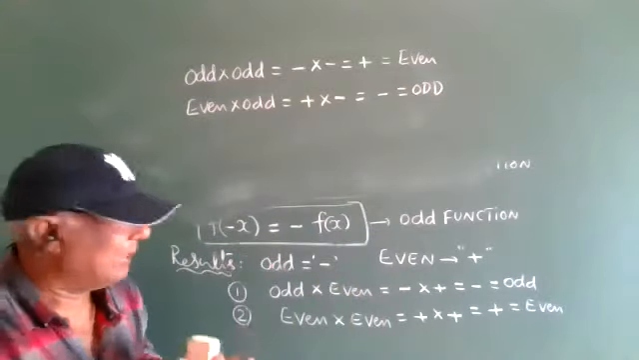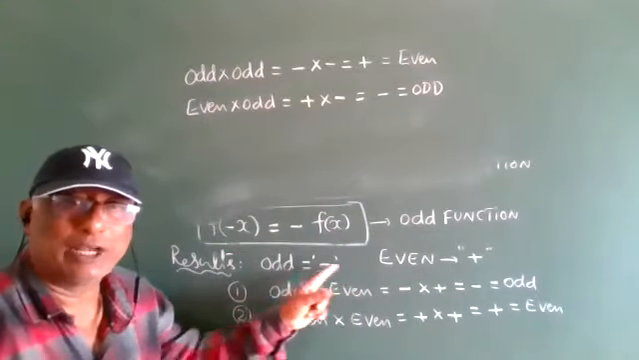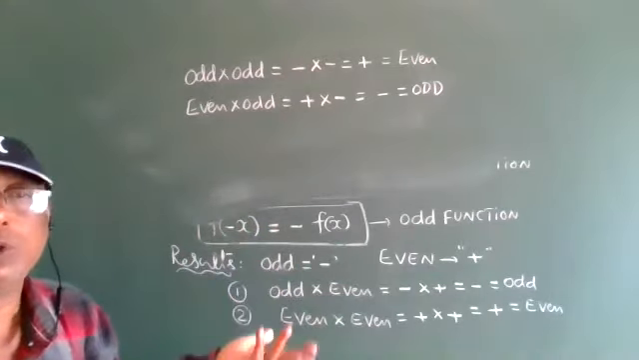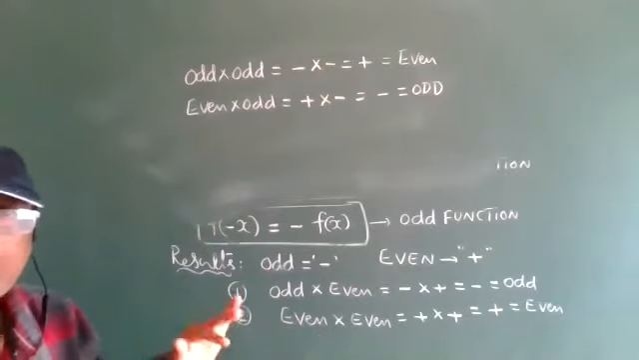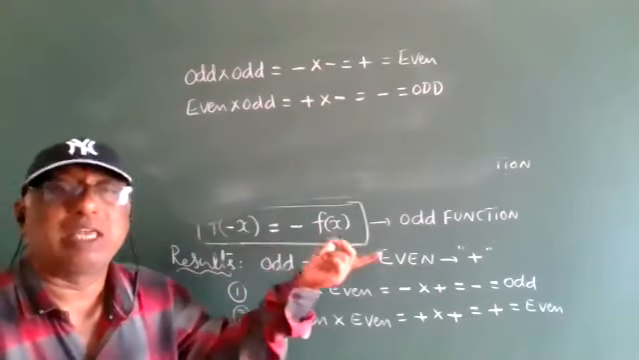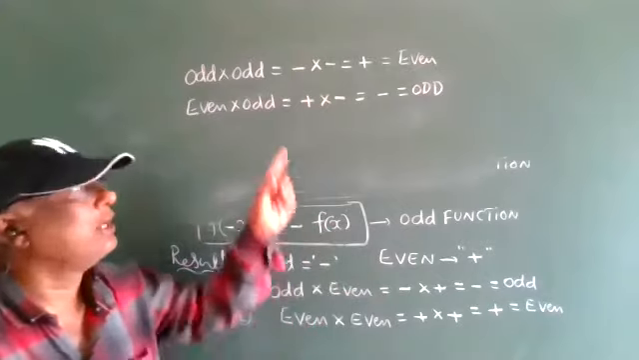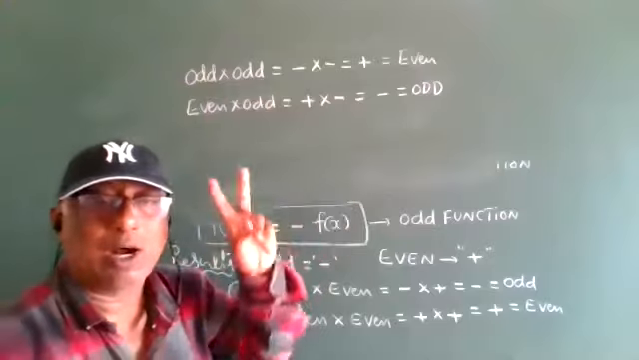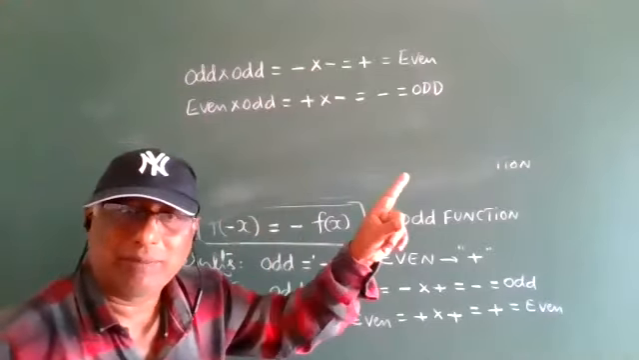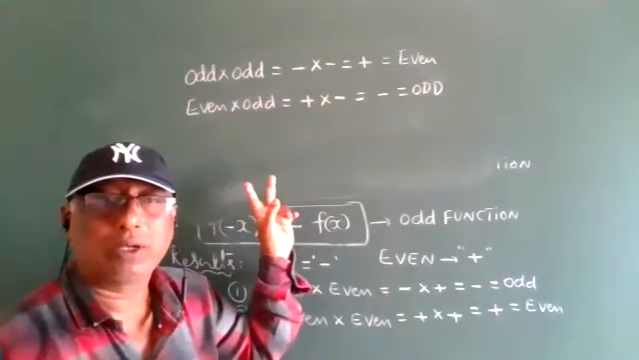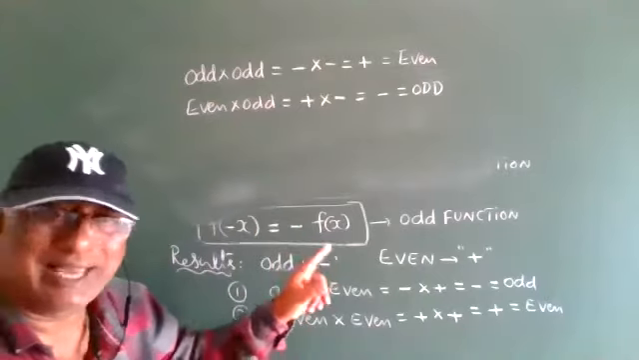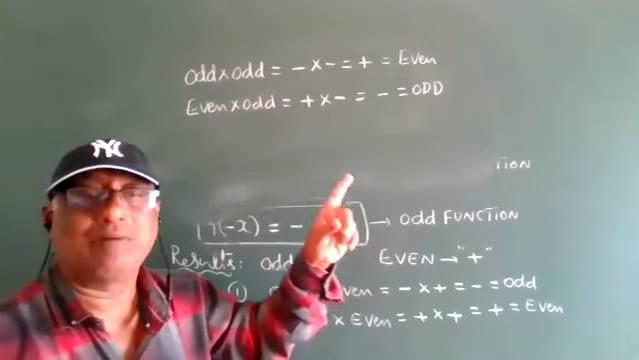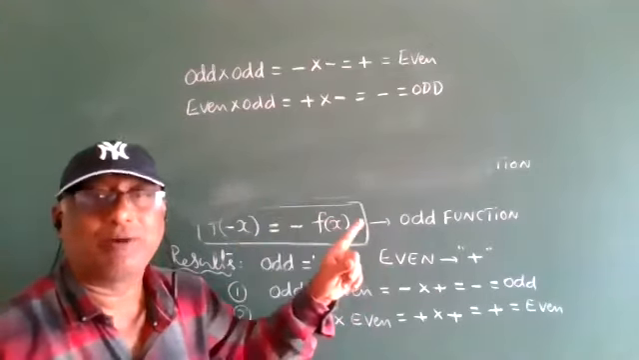To make this easy to remember, I will write the negative and positive. Positive into negative is negative, and negative means odd function. Positive into positive is positive, which means even function. Negative into negative is positive, which means even. Odd into odd: the multiplication of two odd functions will become an even function. Two even functions multiplied give an even function. But one even and one odd multiplied will always become an odd function.